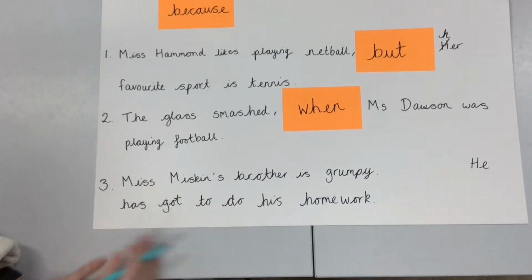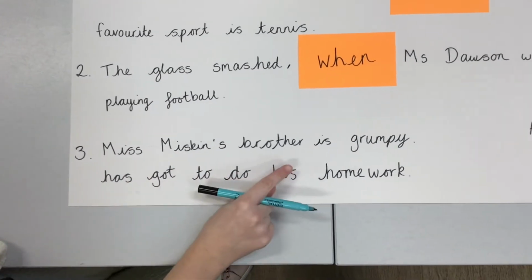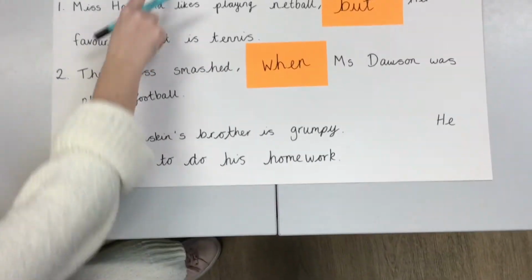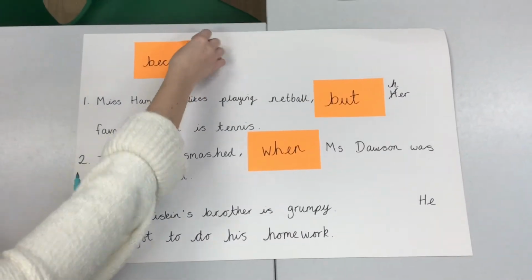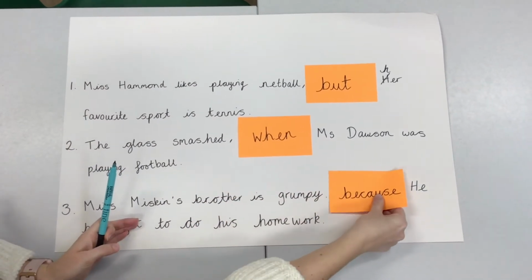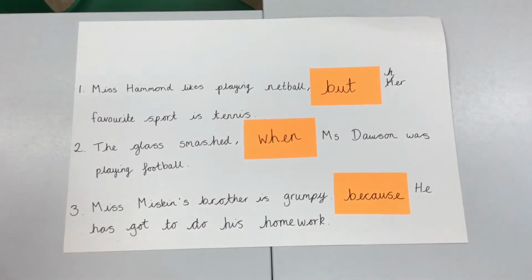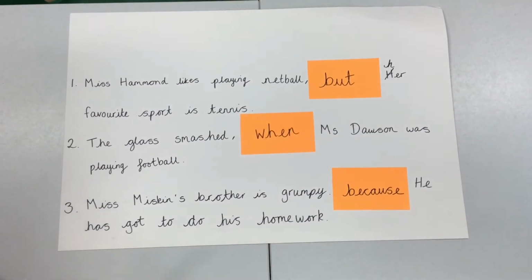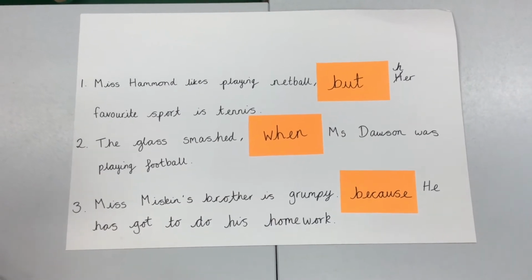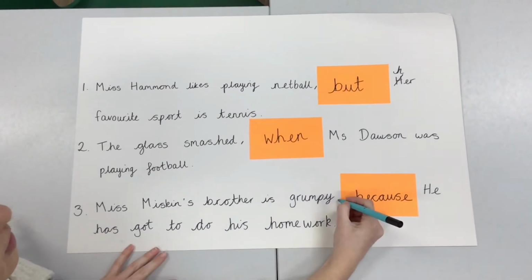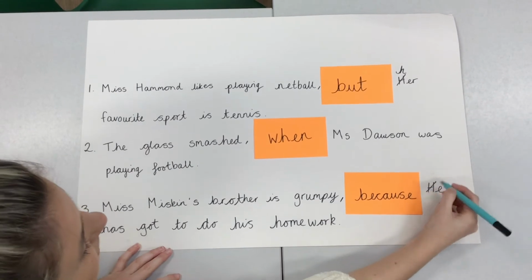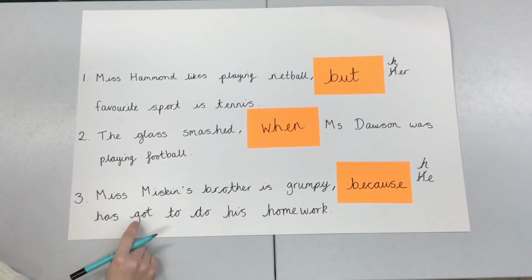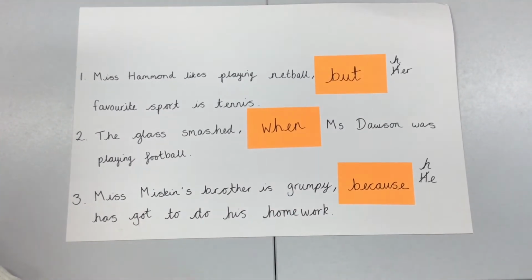Sentence 3 is Miss Miskin's brother is grumpy. He has got to do his homework. So now we've only got one conjunction left to join those two sentences together. So let's hope that makes sense. Miss Miskin's brother is grumpy because he has got to do his homework. Love it. And he definitely is grumpy when he's got to do his homework. So cross off or rub out your full stop. Change that capital letter. And there you have it, a sentence that has been joined together with your conjunction.